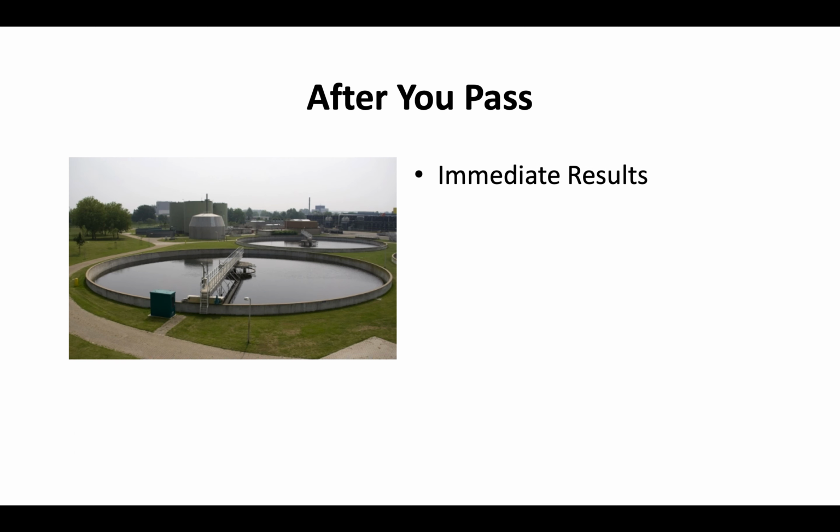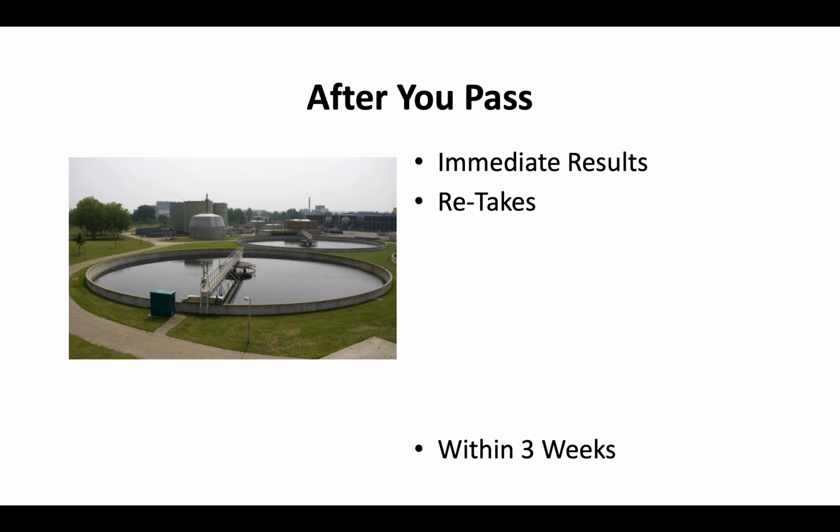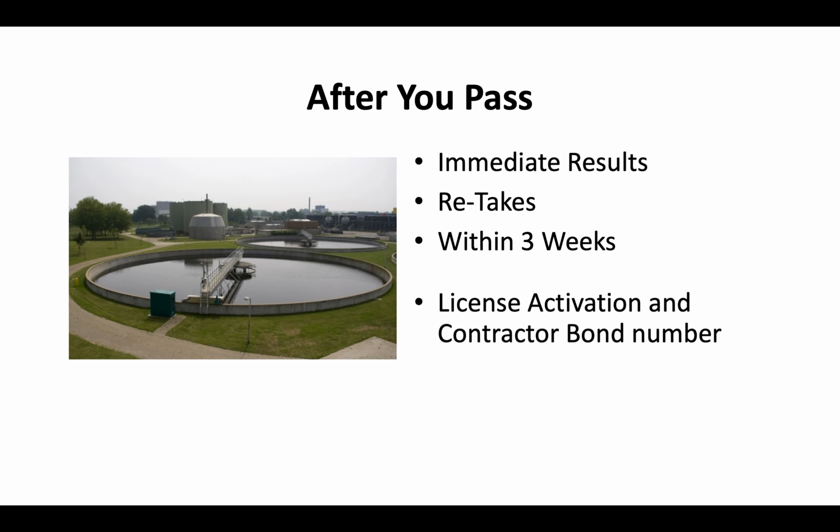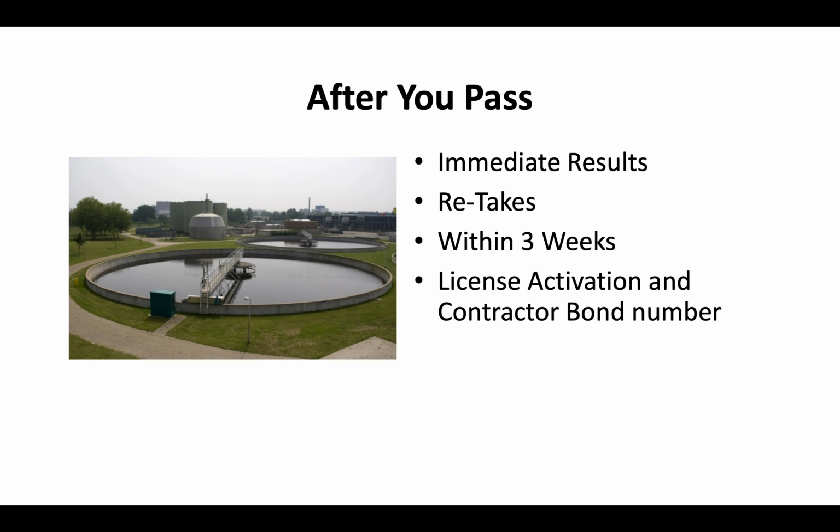Now, after you take the test, you'll get your results immediately. The test is done on a computer, so you'll know right there whether you pass or fail. Typically, you can get a retake, which is usually within about 3 weeks. And then once you pay your license and activation and provide a contractor bond number, you get your license sent to you in the mail.